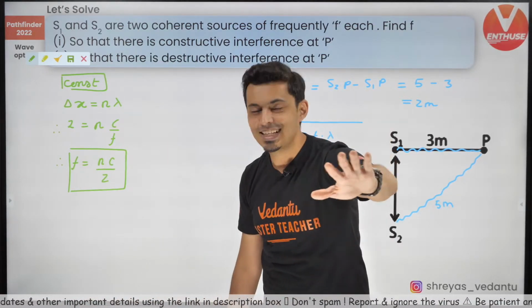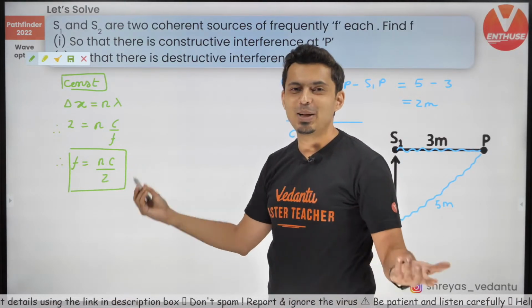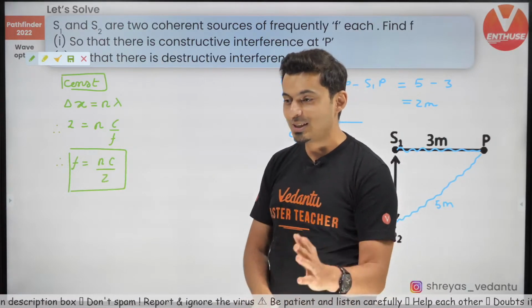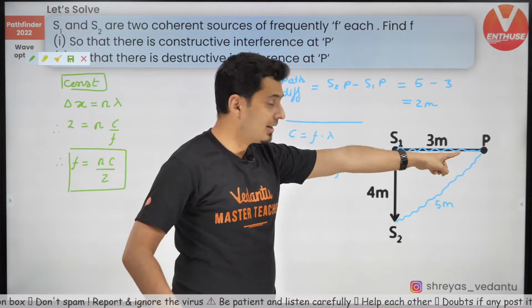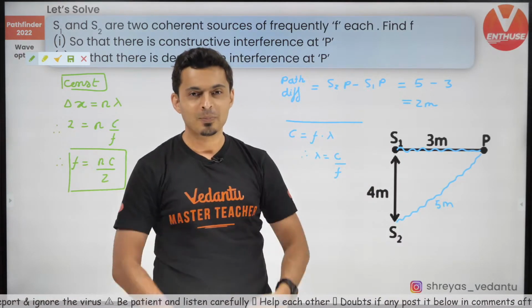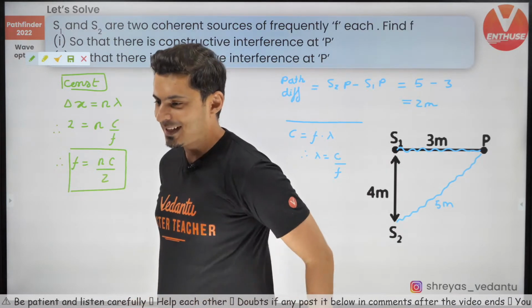All the frequencies which are integral multiples of speed of light by 2 are allowed for constructive interference. So if all these frequencies meet at point P, if somebody is standing there, light will interfere constructively, it will be bright. If it is sound, it will be loud. That's what it is.